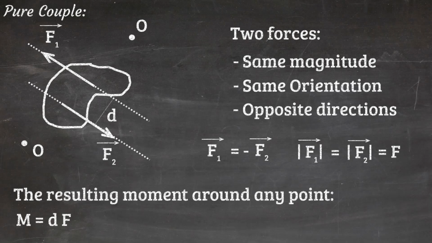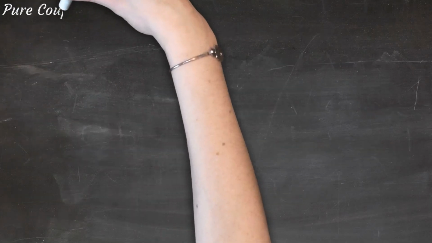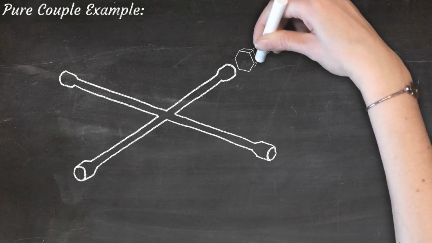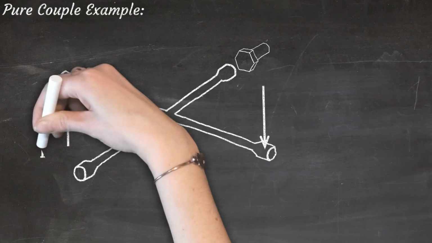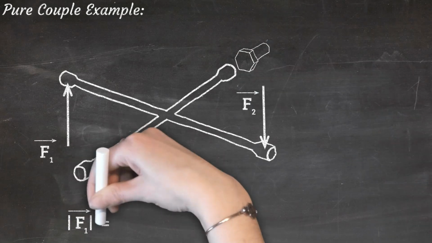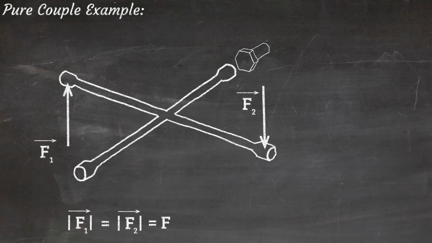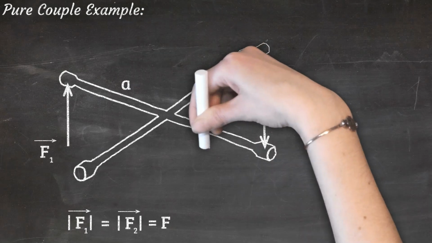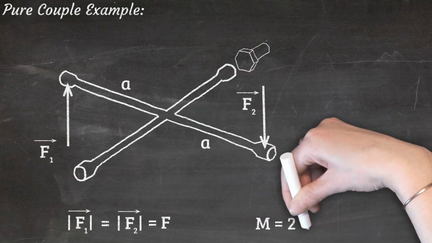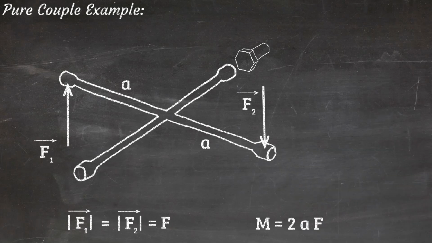The concept of a pure couple is important because in practice it is the main method used to create pure moments in mechanical systems. A simple example of a pure couple is when we use a four-way lug wrench to fasten or loosen a bolt. When we are using both hands to apply forces at the two ends of the wrench, assuming that the magnitudes of the forces are the same, we are forming a pure couple. Assuming that the length of each of the wrench's arms is a, the moment resulting from the pure couple has a magnitude of 2 multiplied by a, multiplied by F.